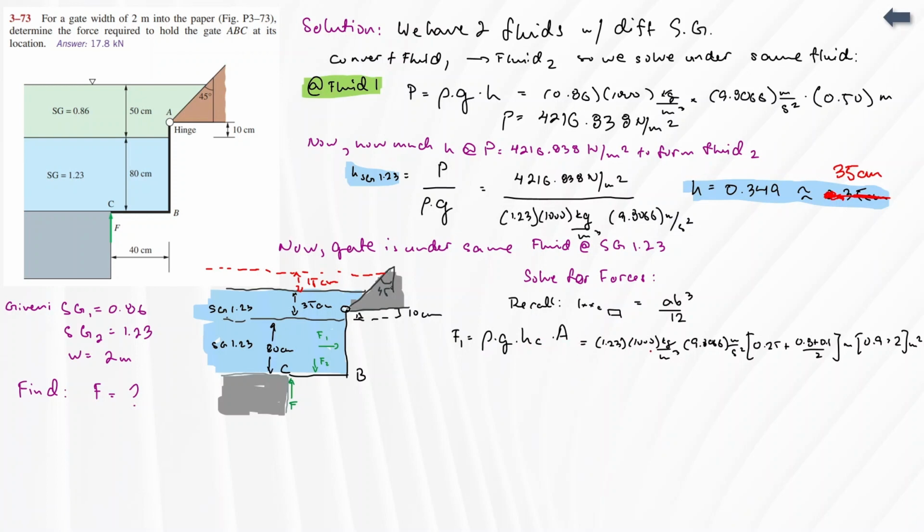So that's 1.23 times 1,000 times 9.8066 times yung hc natin, which is technically 0.25 plus yung half ng yung total length nito. So it's going to be 0.1 plus 0.8 divided by 2 plus 0.25, kasi if you recall, yung hc is yung vertical distance niya from the centroid to the surface line. Here we go. Times yung area, which is 0.9 times 2, kasi yun yung width.